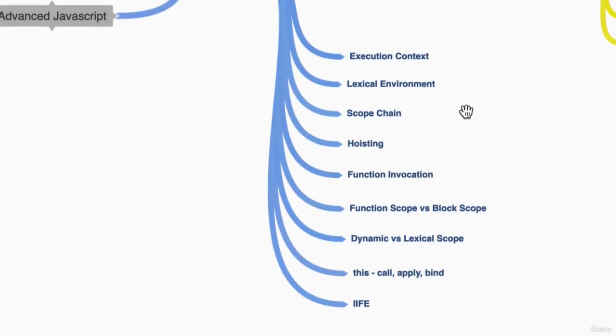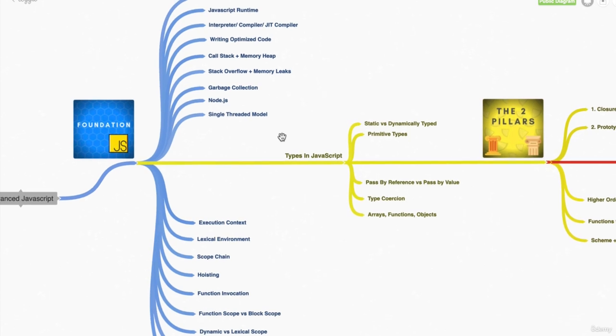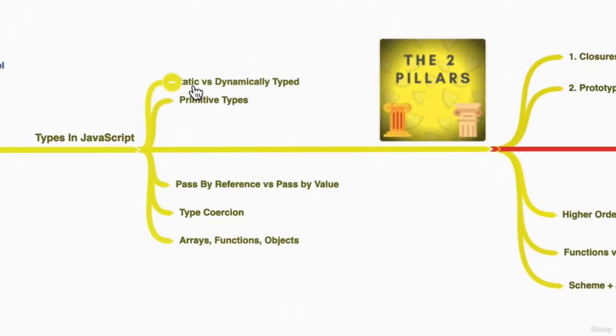and then dive deep into the language itself, talking about some of the key terms that you may have heard but not fully understood, like execution context, lexical environment, dynamic versus lexical scope. And once we're done with the foundations, and we are for sure ready for more advanced topics, we start getting into types in JavaScript, talking about statically versus dynamically typed languages, about type coercion, pass by reference, pass by value.